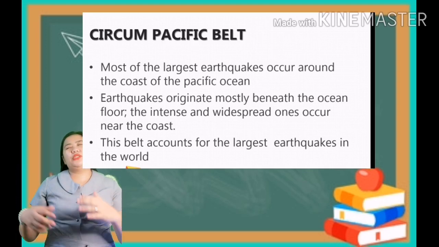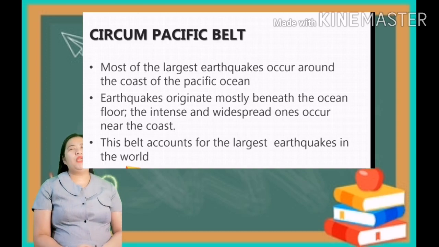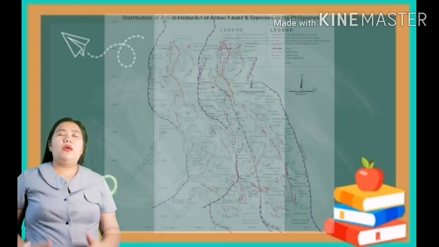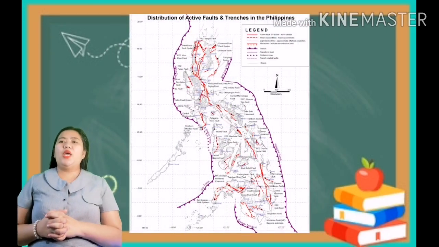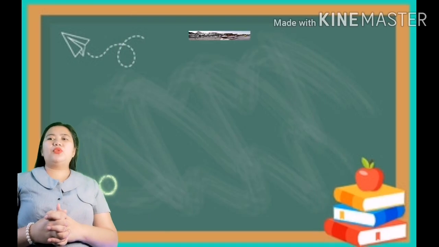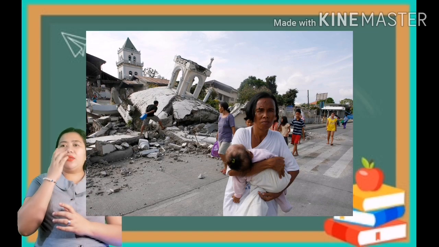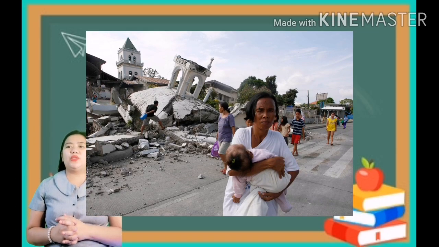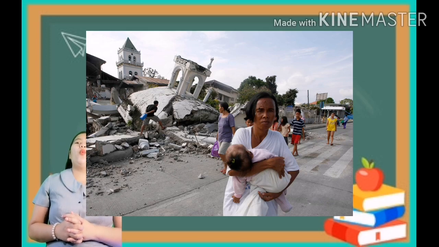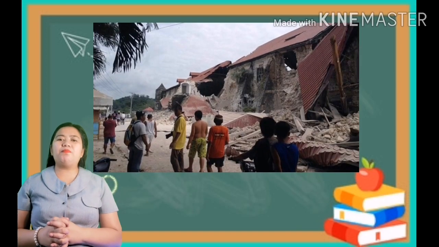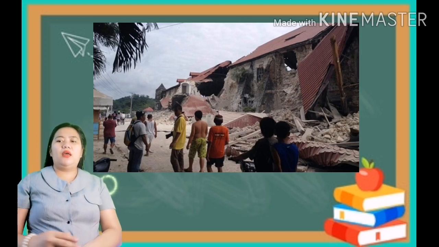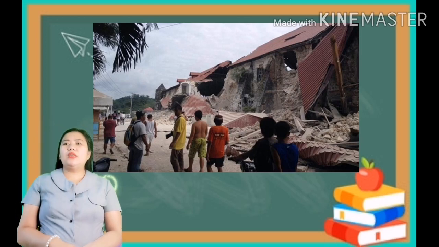To begin with, to have a specific example, let's take our country, which is part of the Circum-Pacific Belt. Way back 2013, Bohol Island was hit by a 7.2 magnitude earthquake, and it left 158 people dead right at that very moment.